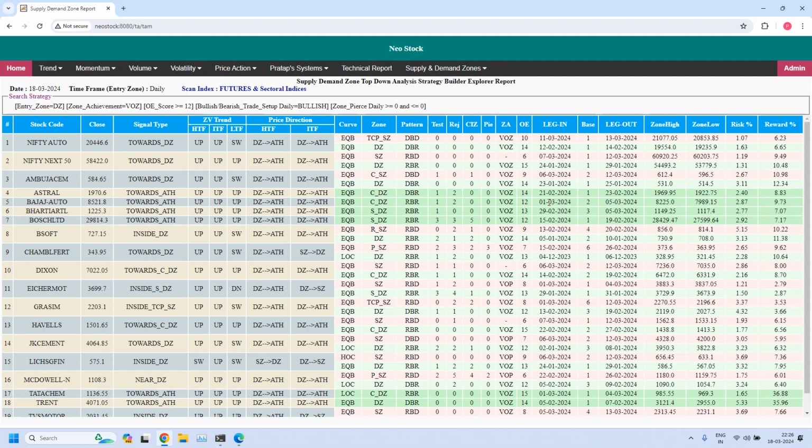And what is the second parameter we set? The zone achievements. ZA, where is ZA? Here. ZA indicates zone achievement. All the demand zones are having a violated opposing zone. Supply zones may not have zone achievement, or may have other achievements like VOP, or maybe VOZ might be there. But demand zones are having only VOZ, violated opposing zones.